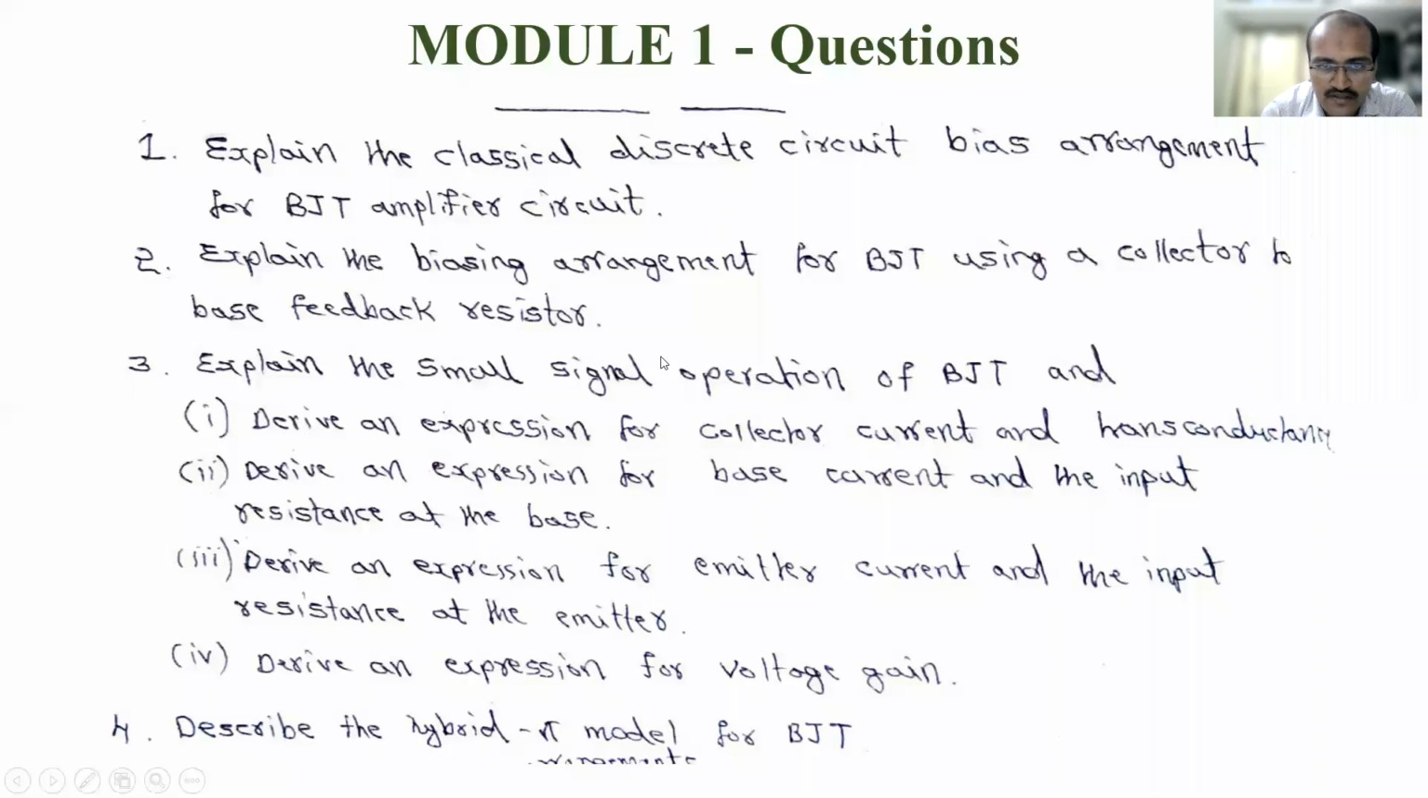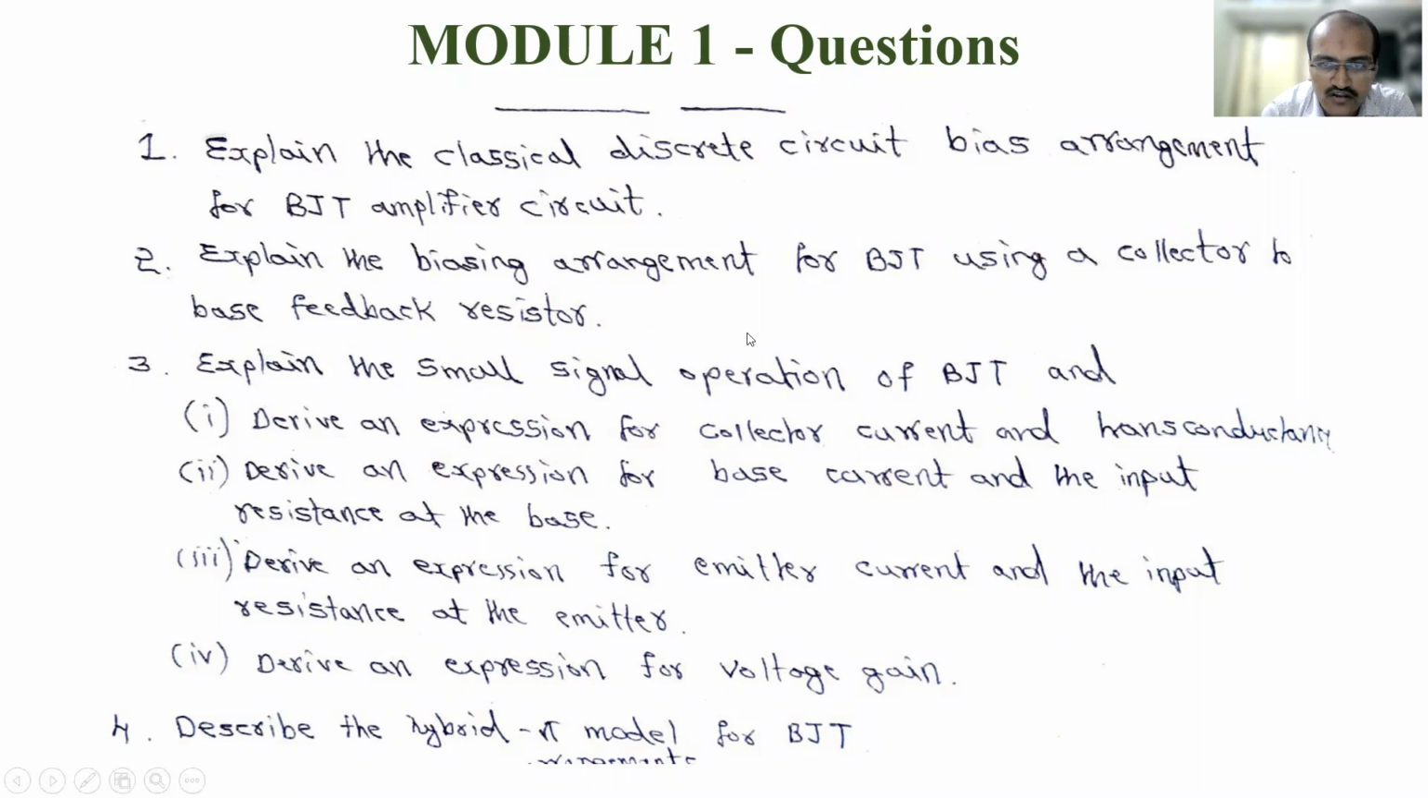In the same way, explain the small signal operation of BJT and derive an expression for base current and the input resistance. IB and R pi, right? That we have done, so that also they can ask. Or else they can ask to explain the small signal operation of BJT and derive an expression for emitter current and the input resistance at the emitter. So this is like another question.